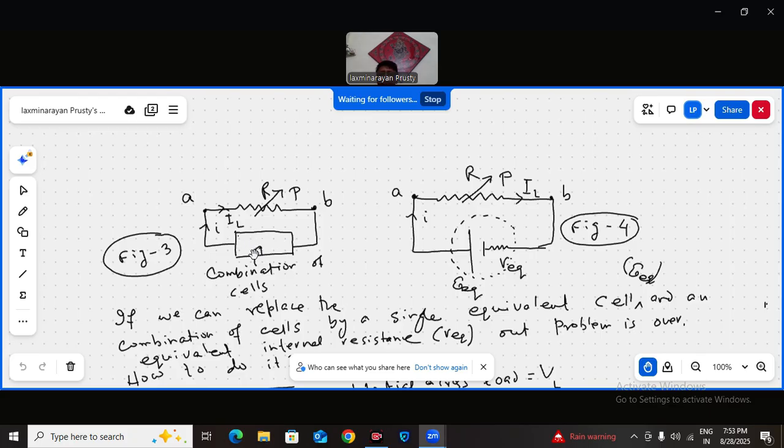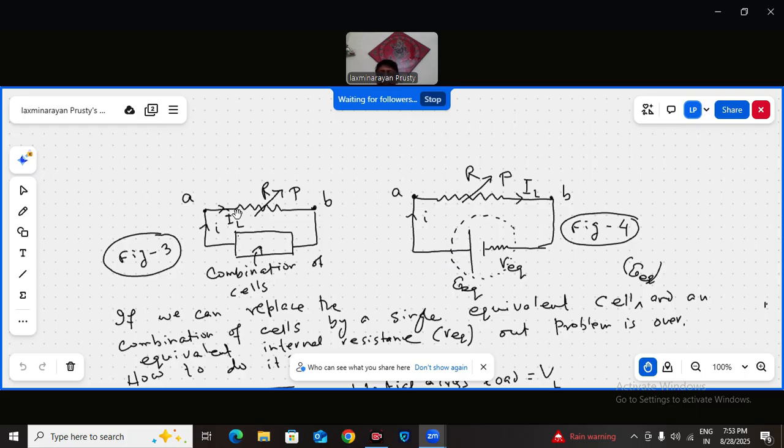So this is the combination of cells, pushing current through the circuit. This is the load resistance. So load current is capital IL, that's the same as small i only. If I can replace this arbitrary combination of so many cells by a single cell and a single internal resistance, which I rename as E equivalent and small r equivalent, but what is the basis of this replacement?